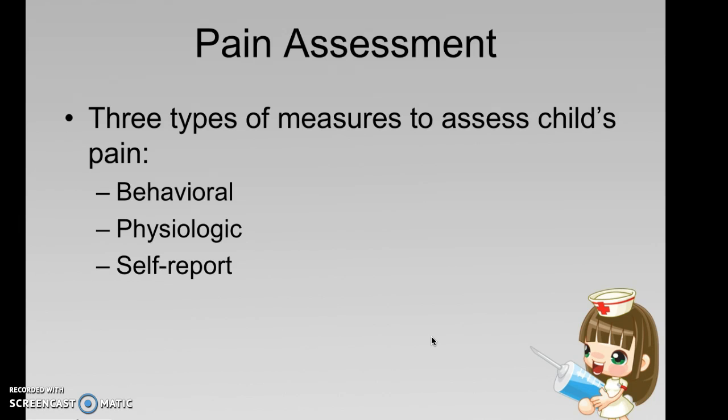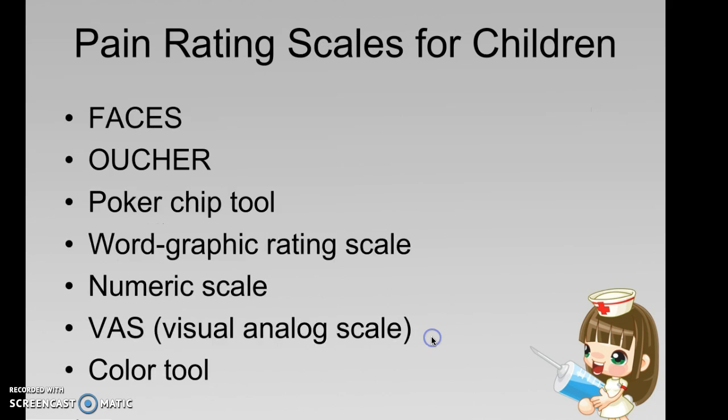Now, three types of measurements to assess pain. So behavioral, physiologic, and self-report. All three are equally important. Not everyone can do a self-report, obviously. Infants can't do a self-report. So we have to rely on different types of pain scales to get an appropriate guess on their pain level. And we do that by using these different various scales.